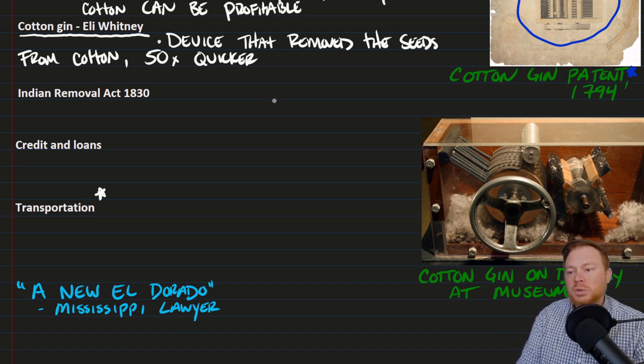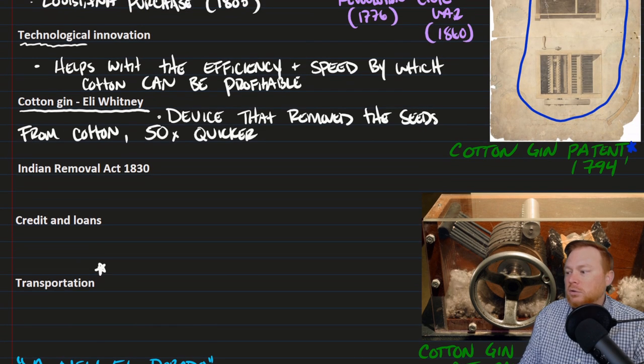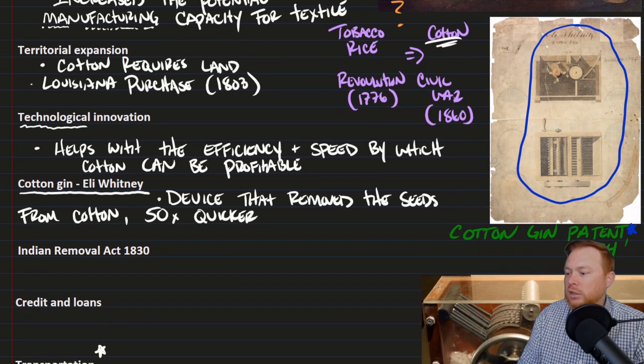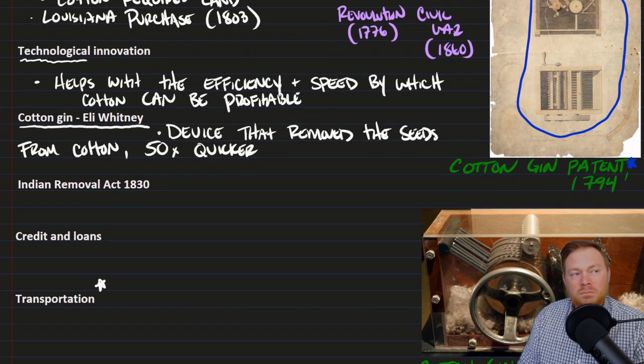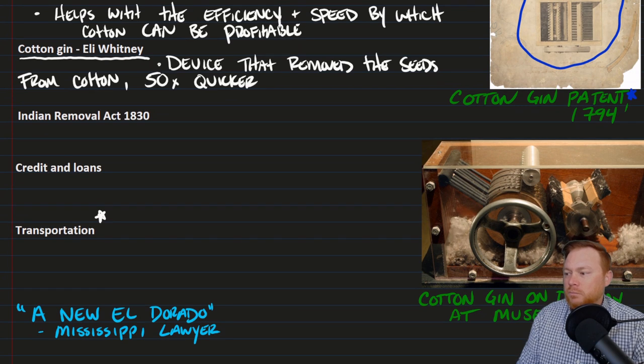And so now with the ability to remove seeds 50 times quicker, with the United States expanding its territory by 50 times larger, the ability to manufacture it 50 times more efficiently, you're seeing how all these things are aligning to really make cotton not just the dominant cash crop of the American South, but in some ways, the dominant cash crop of the entire United States.